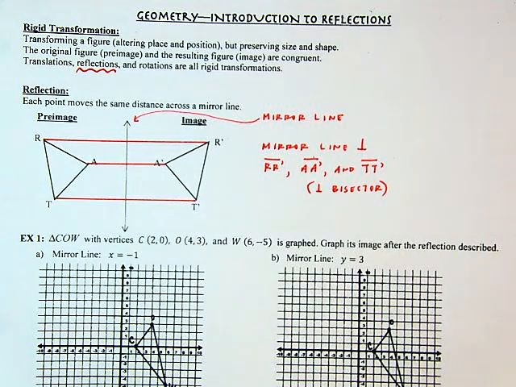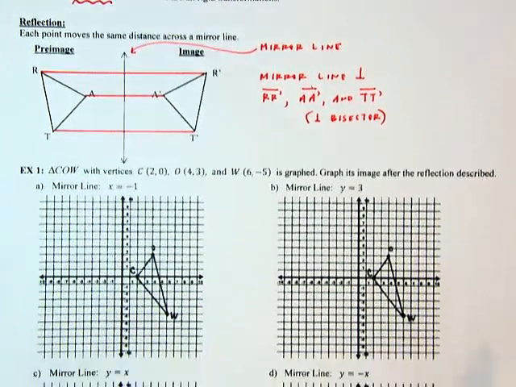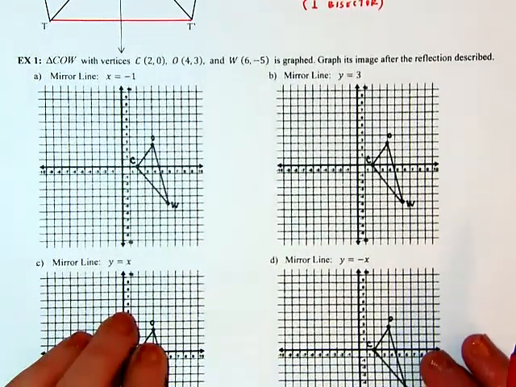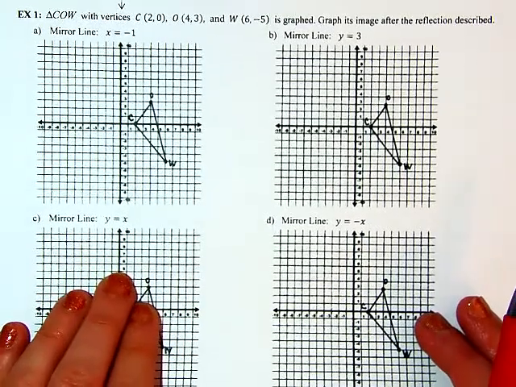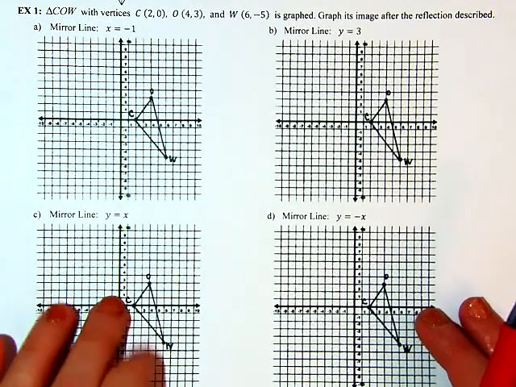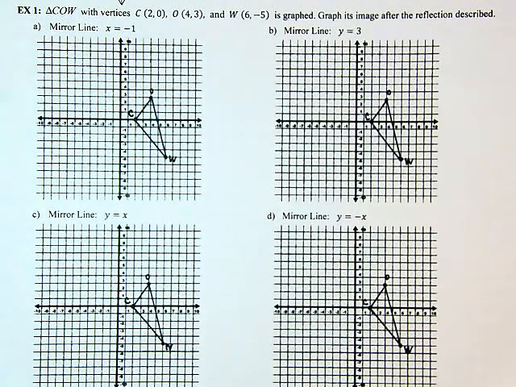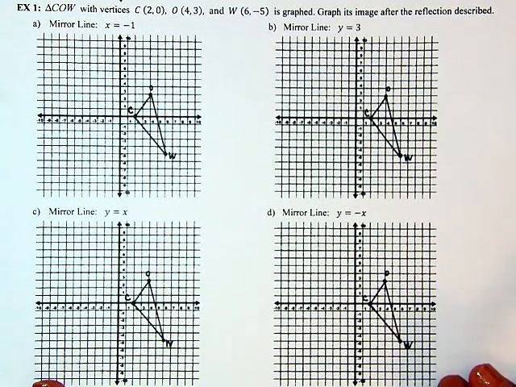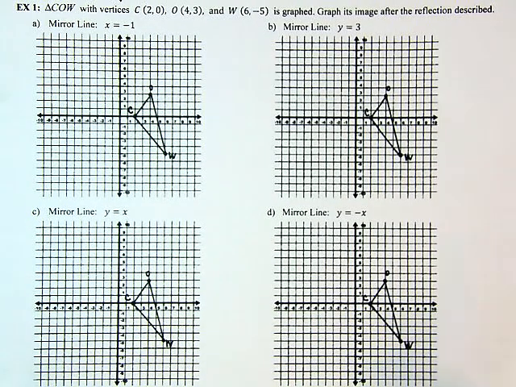All right, next up, we're going to get through a few examples. So here what I've done is I've pre-graphed my figure. So we're calling it triangle COW, C-O-W. So I'm telling you what the vertices are. So (2, 0), (4, 3), and (6, -5). Those are all of the coordinates for the triangle.